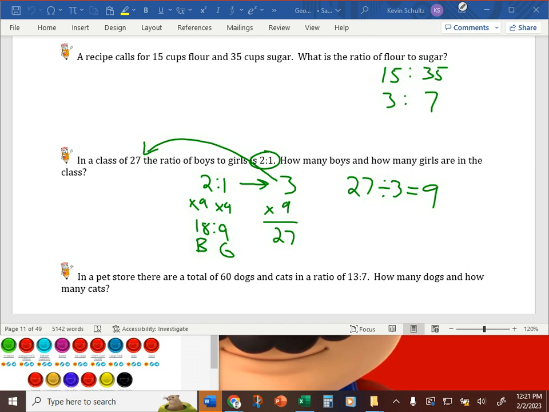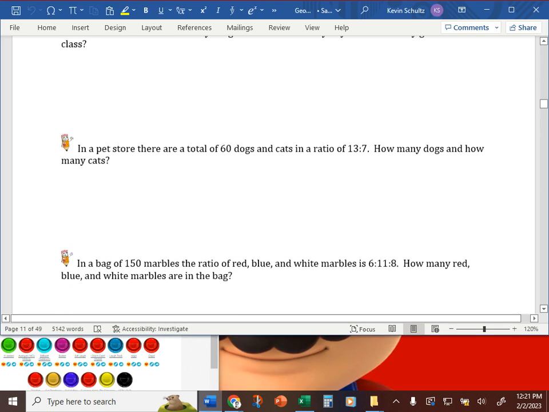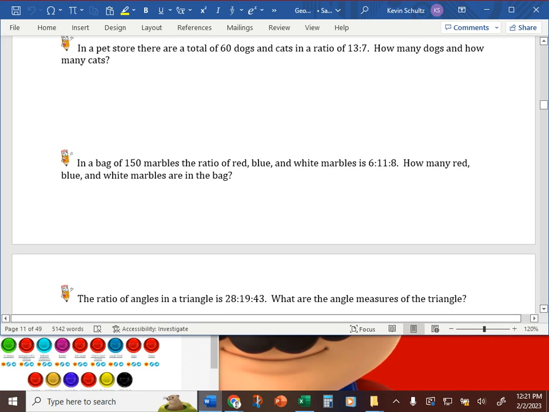In a pet store, there are a total of 60 dogs and cats in a ratio of 13 to 7. Very similar to what we just did. In a bag of 150 marbles, the ratio of red, blue, and white marbles is 6 to 11 to 8. How many red, blue, and white marbles are in the bag? Again, very similar to what we just did. Even though we have 3 parts to the ratio, your thought process is the same.